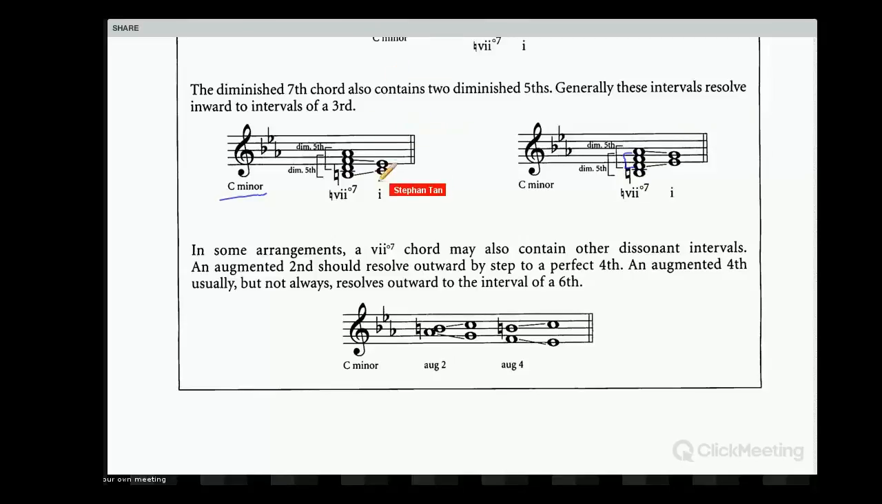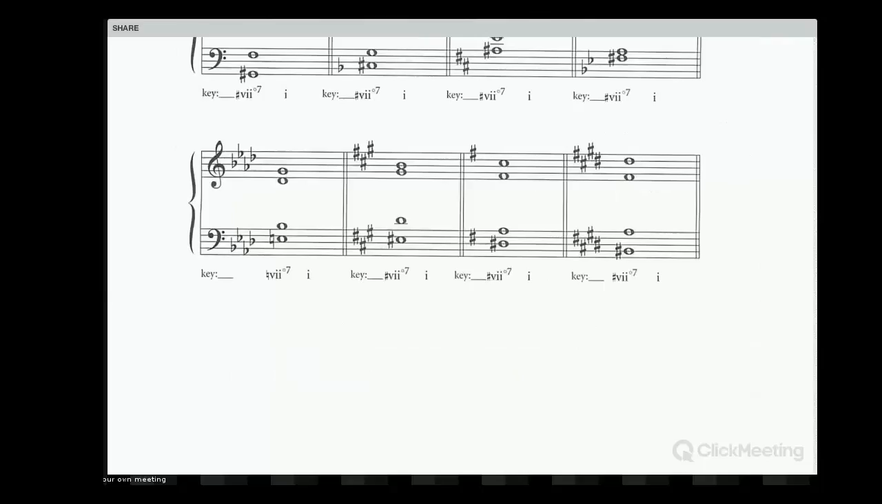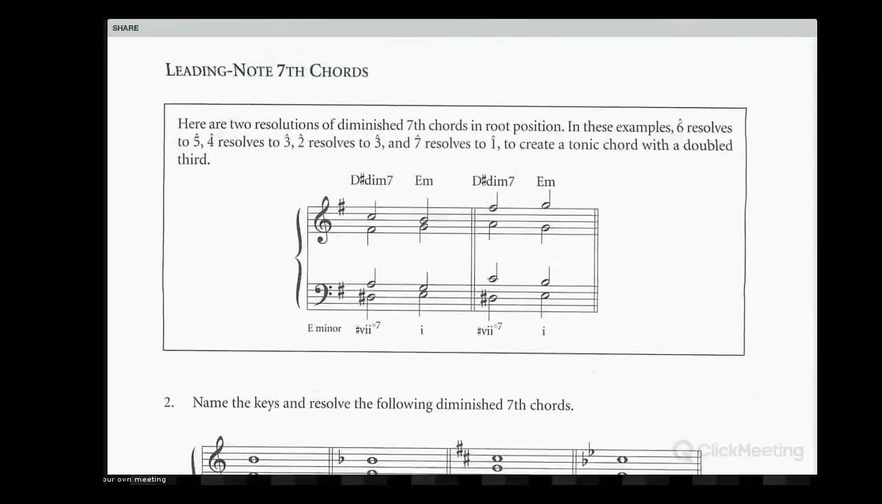But depending on how the notes are arranged, this diminished fifth could occur as an augmented fourth or as an augmented second. If they are augmented, they will resolve outwards to either a fourth or a sixth. But let's look at it in a simpler way. We are going to look at the resolution of this chord based on scale degree number patterns. You have to memorize these patterns.